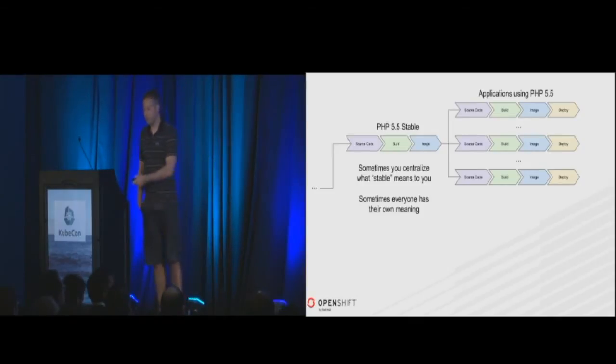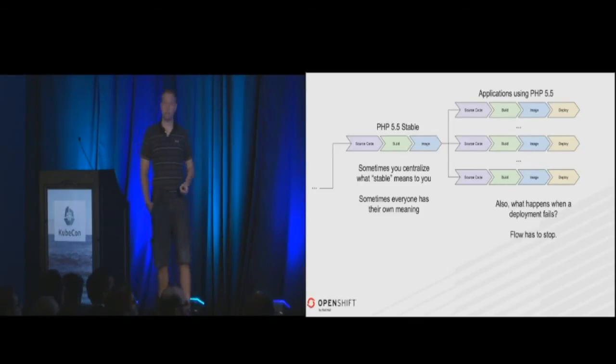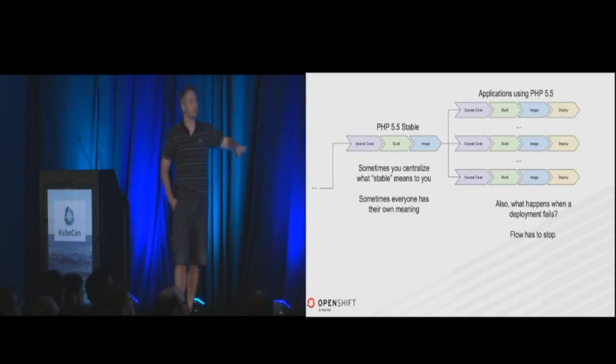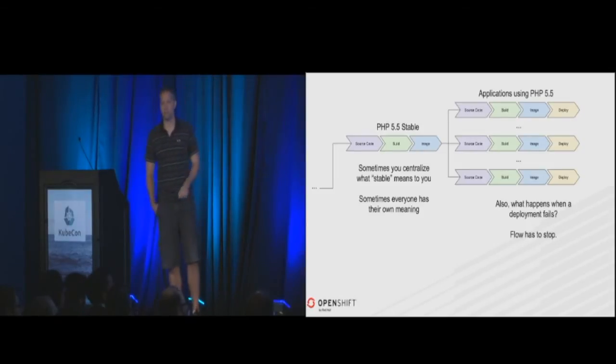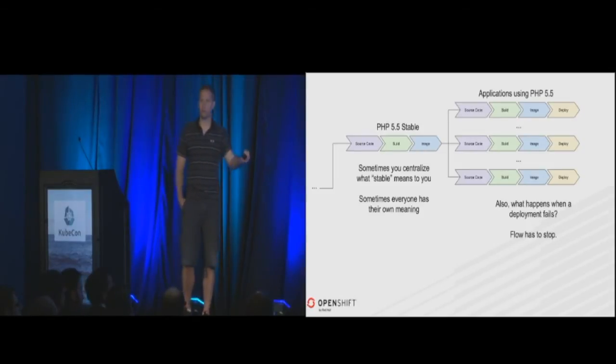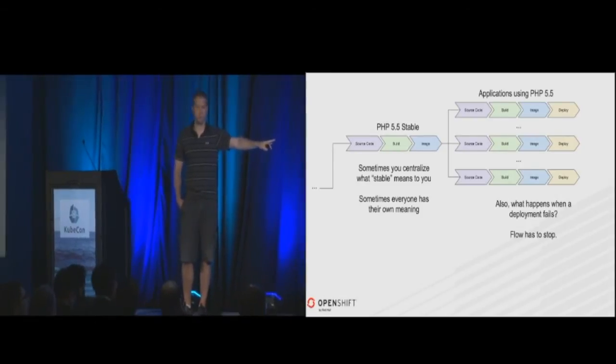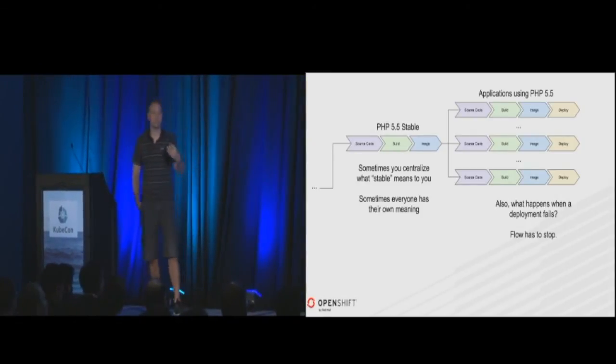If there was a failure, sometimes you might need to stop. If you're an administrator and you don't like the current version of PHP 5.5 stable, you might change it to point to the next patch release. And that version is organizational. The Docker Hub isn't the only person that can tell you what the stable version of PHP is. You and your organization might need to determine that for themselves.